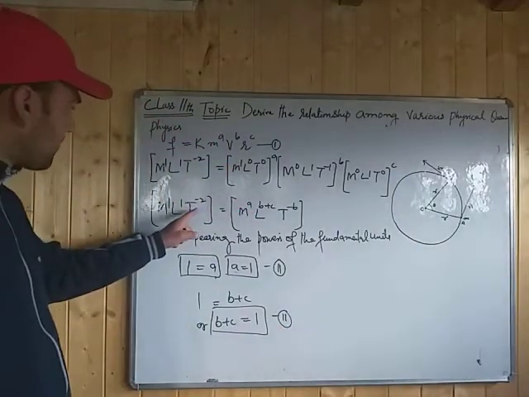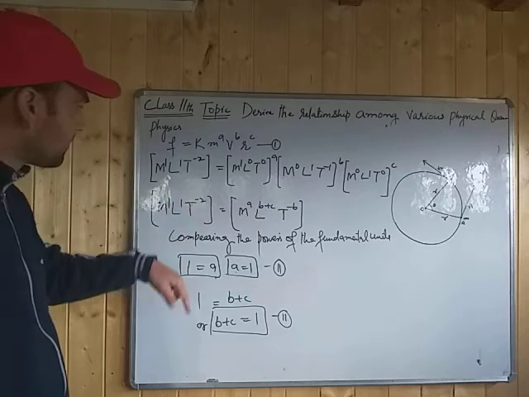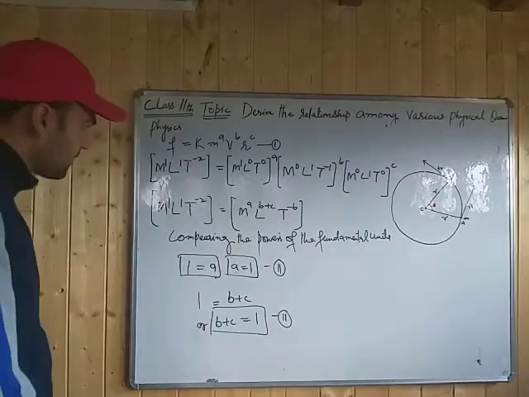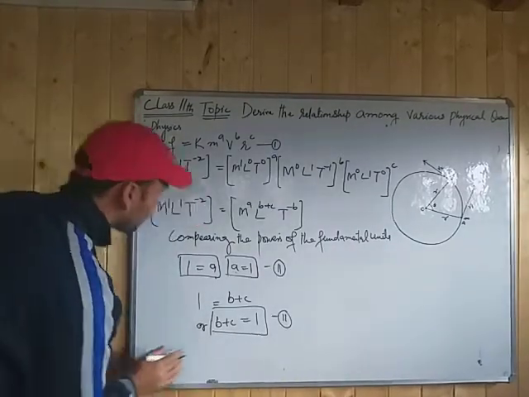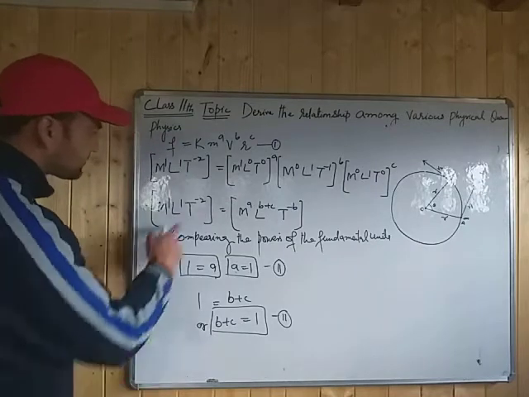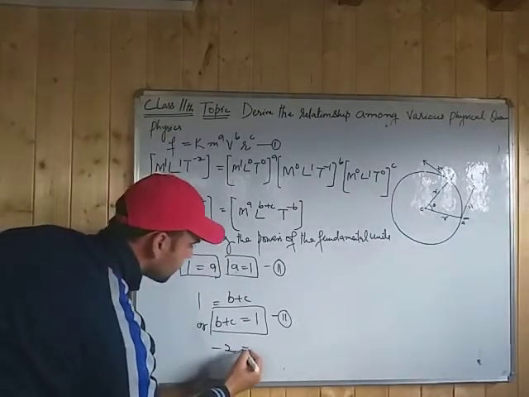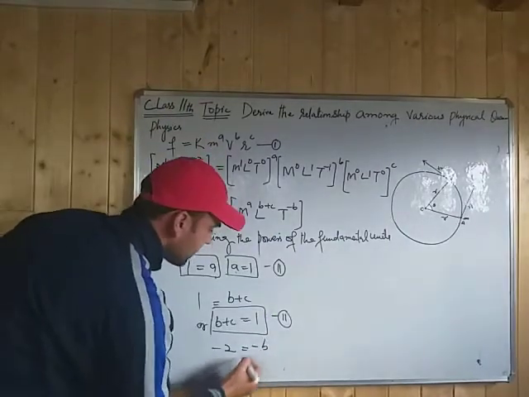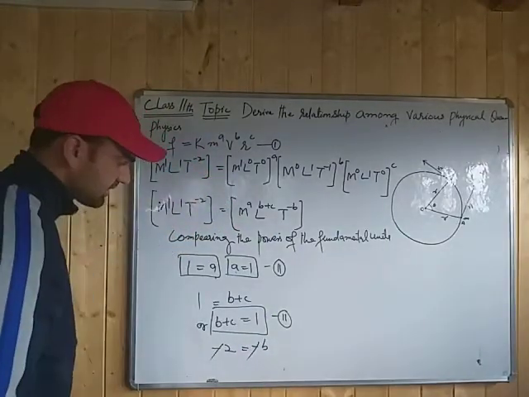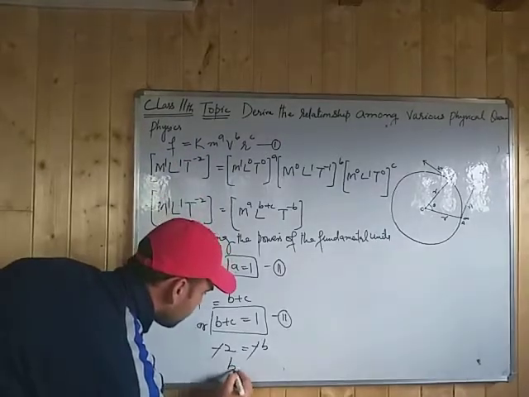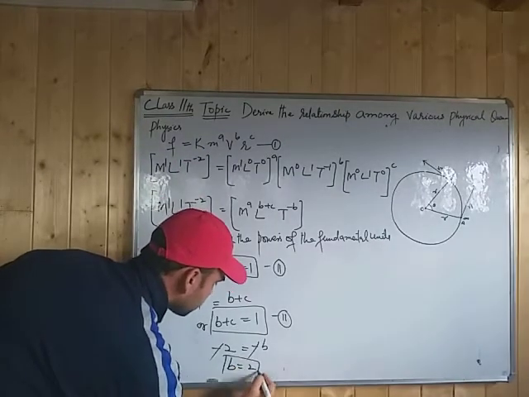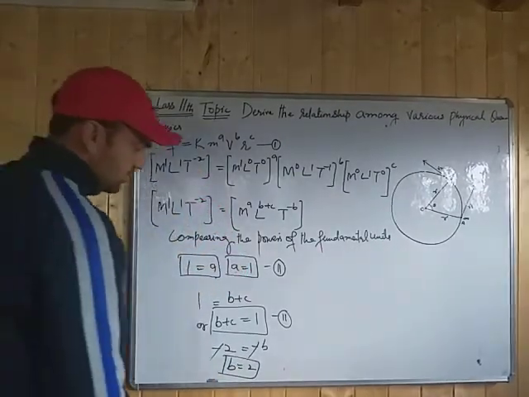Then we have the powers of time. Here power of time is minus 2. Here it's minus b. So we'll write minus 2 is equal to minus b. So minus and minus will cancel each other. We'll write here b is equal to 2. So the value of b is 2.